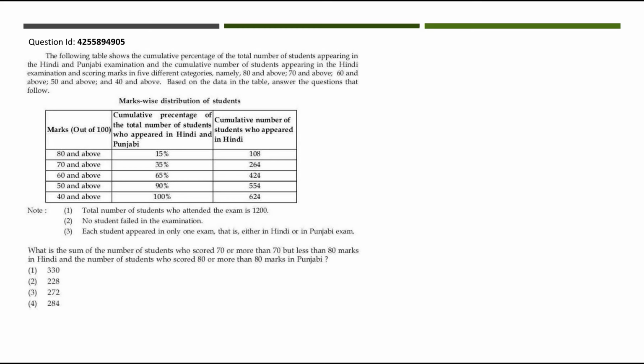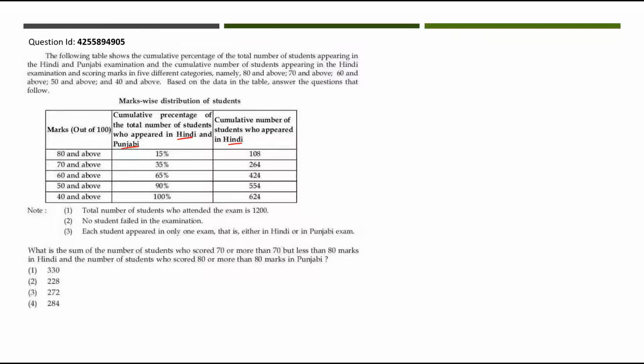Marks-wise distribution of students is given in the form of tabular column. The first column is about the marks, the categories 80 and above, 70 and above, etc. The second column is the cumulative percentage of total number of students who appeared in both Hindi as well as Punjabi. The third column is the cumulative number of students who appeared only in Hindi.